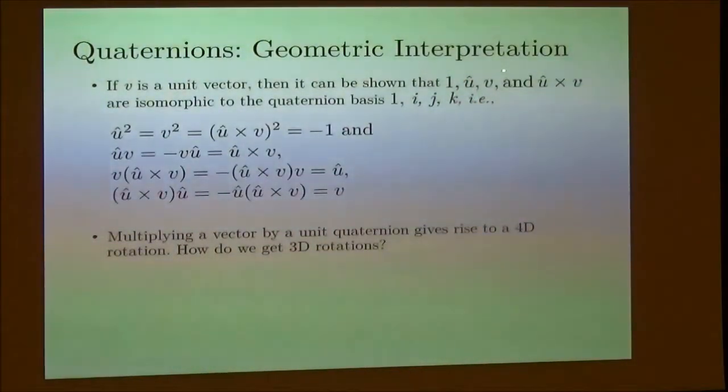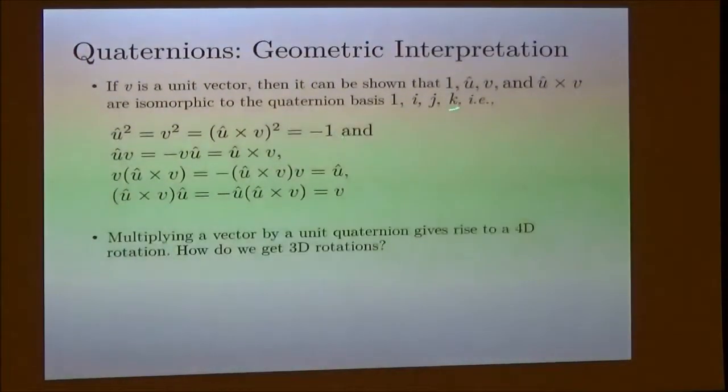So we have 1, we have u hat, we have v, we have u hat cross v. The claim is that these four are isomorphic to the quaternion basis. Quaternion basis vectors are 1, i, j, and k. And we know that i squared is minus 1, j squared is minus 1, k squared is minus 1. We also know how they multiply with each other. Let's see if we get similar rules for these four basis vectors. U hat squared is minus 1, we've already seen that. V squared, if it's a unit vector, is also equal to minus 1. And U hat cross V, which is also a vector, the square is also equal to minus 1. So the square of each of these three basis vectors is minus 1.